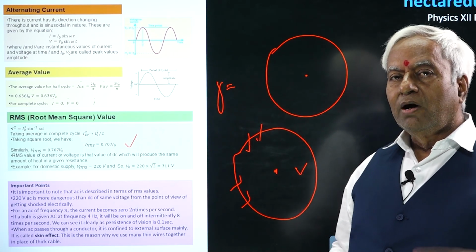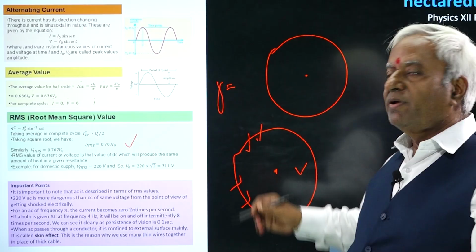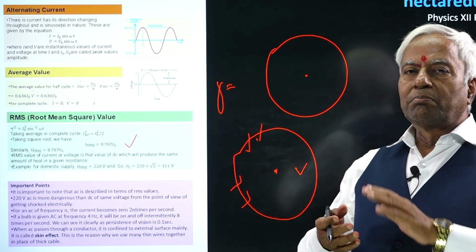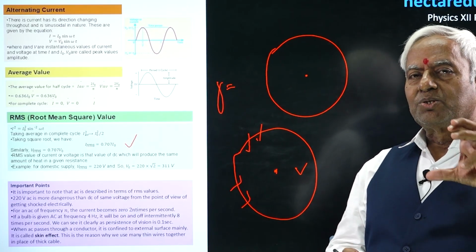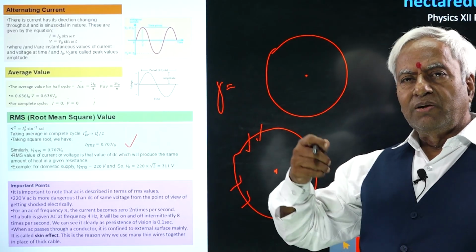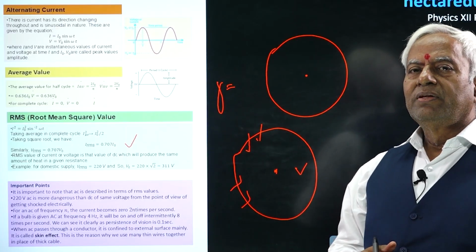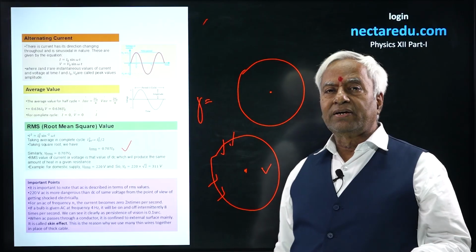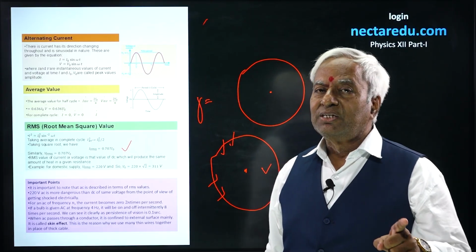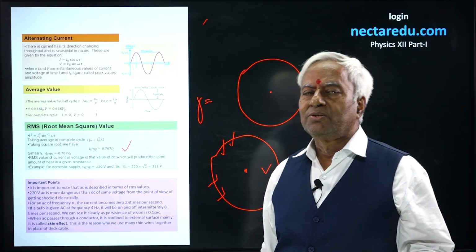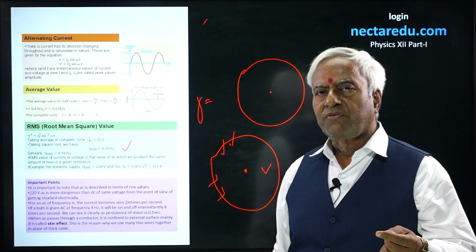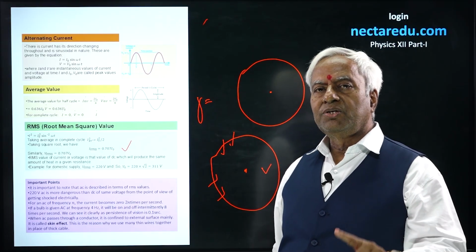One more thing, high frequency AC is more likely to have a skin effect. Their skin effect is more dominating. That means when skin effect is considered, high frequency AC is going to be more safe compared to low frequency AC.